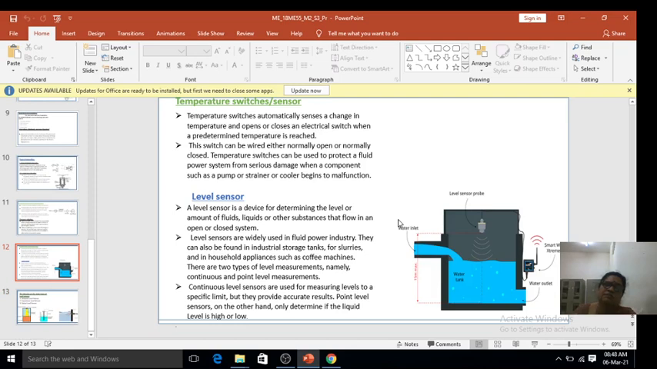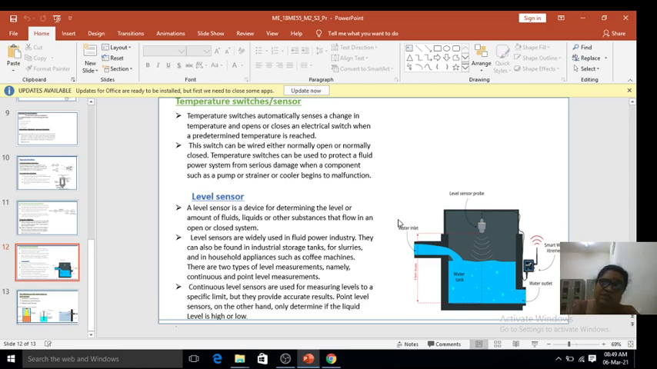Level sensor. This is another type of sensor, like the pressure and temperature sensors. These sensors are used to determine the level or amount of fluids that flow in an open or closed system. Level sensors are widely used in fluid power industries because of their maximum utilization in industrial storage tanks, especially in construction industries like mixing of slurries, and household appliances also, coffee machines and level measurements, etc.